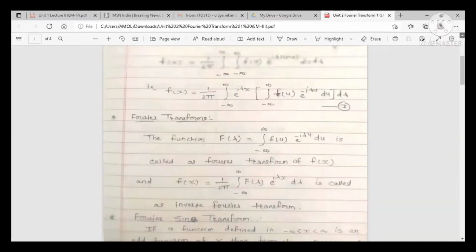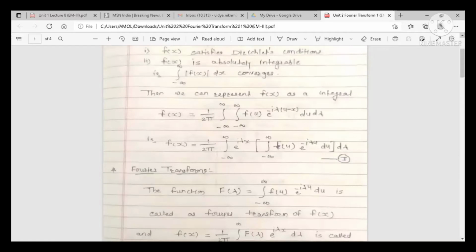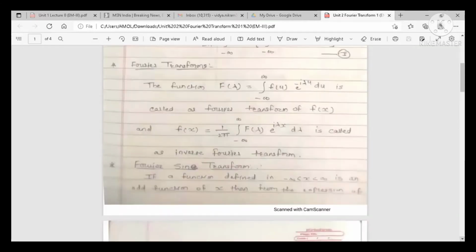So you know what the function f of x is: a function which is absolutely integrable and satisfies Dirichlet's conditions. And f of x is equal to 1 upon 2 pi into the integration from minus infinity to infinity of F of lambda into e raised to minus i lambda x d lambda, which is called the inverse Fourier transform. So this is the formula for the inverse Fourier transform, and the first one, capital F of lambda, is equal to the integration from minus infinity to infinity of f of u into e raised to i lambda u du. This is the formula to find the Fourier transform of the function.